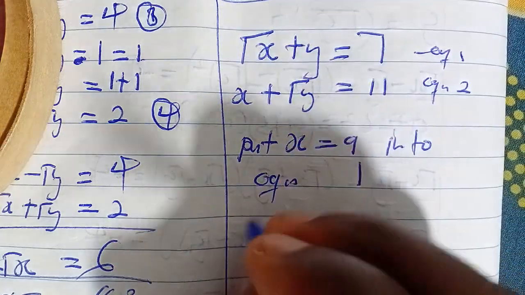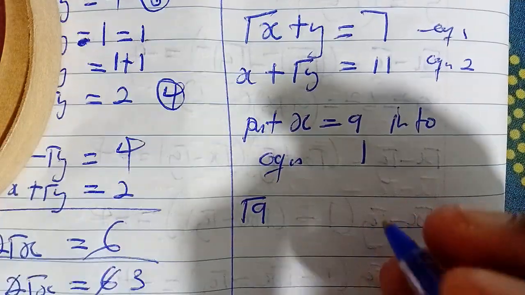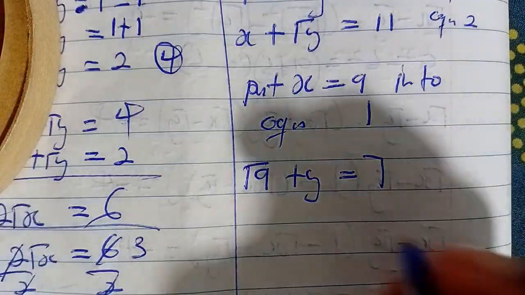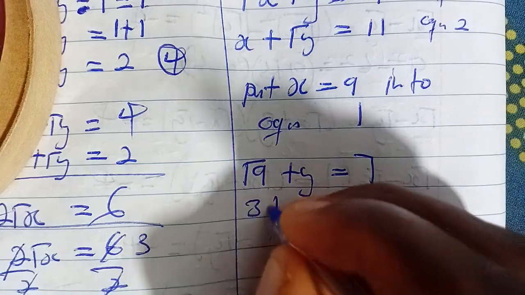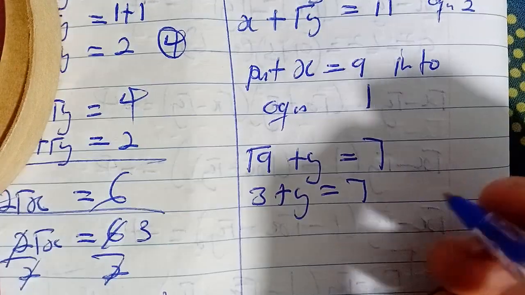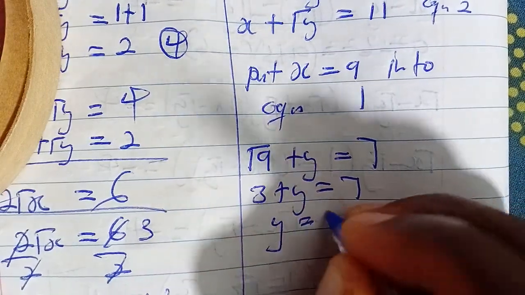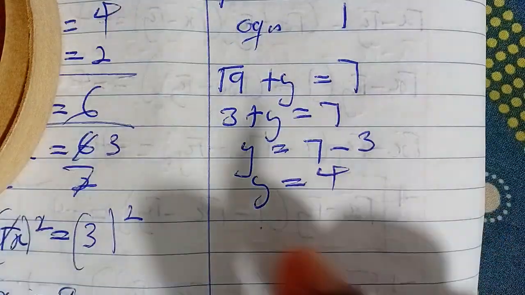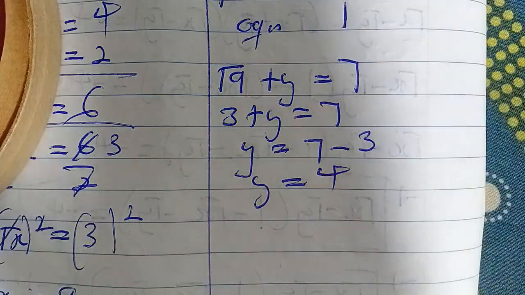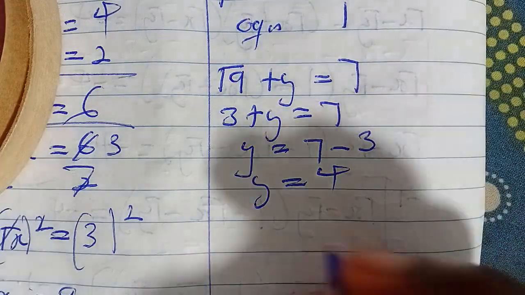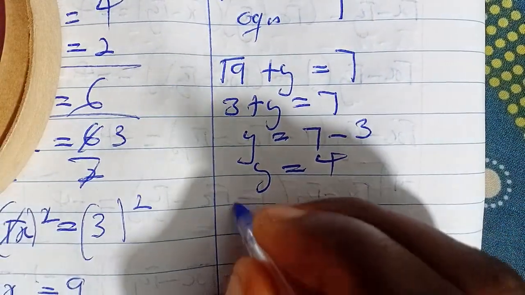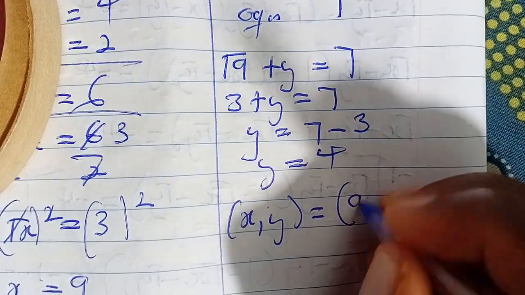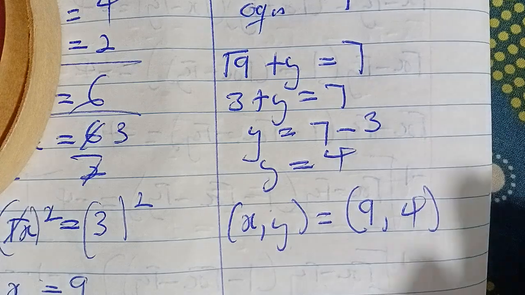So you're going to have root of 9 plus y is equal to 7. Root of 9 is 3, so 3 plus y is equal to 7. So y is equal to 7 minus 3. y is equal to 4. So you can see now y is equal to 4. Now we know the values for x and y. So we can conclude by saying x and y is equal to 9 and 4.